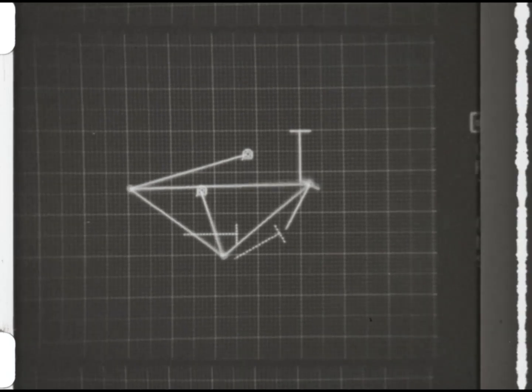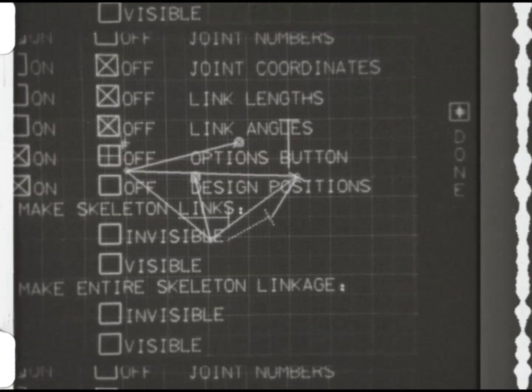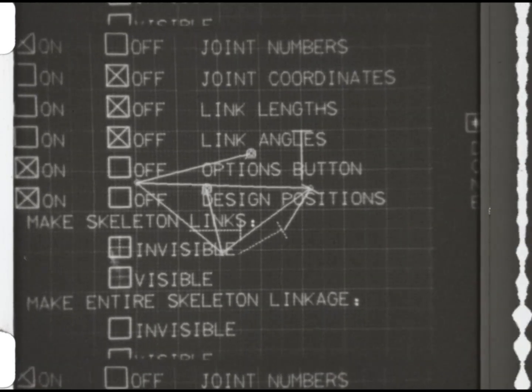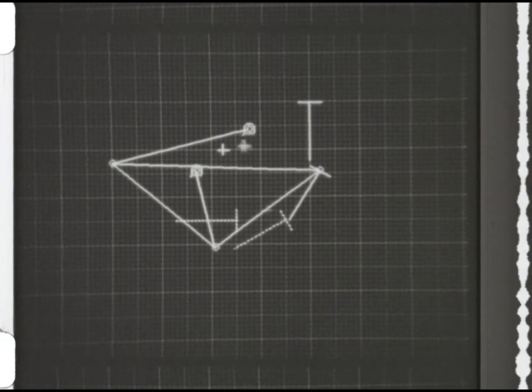We can even make certain parts of the mechanism invisible so that we can study its performance better. We can make these coupler links invisible.